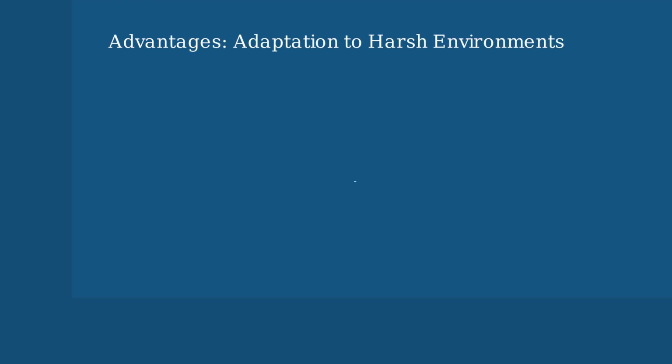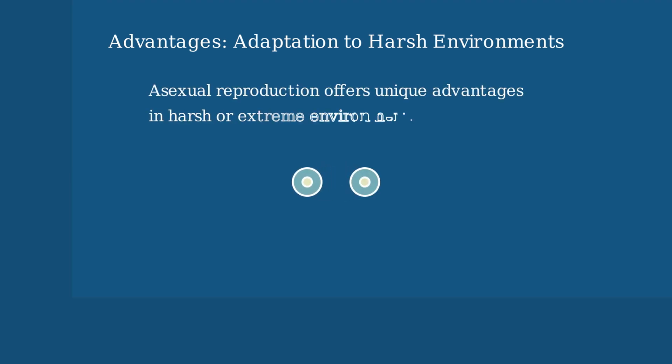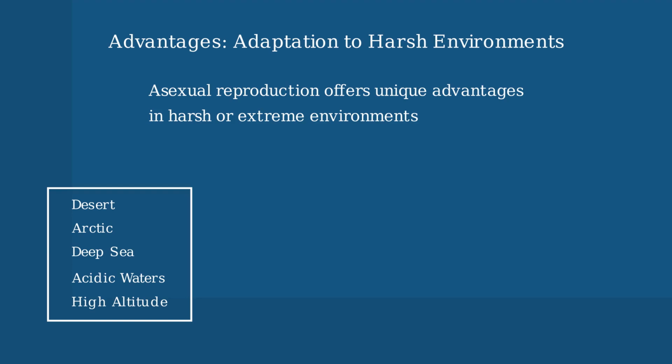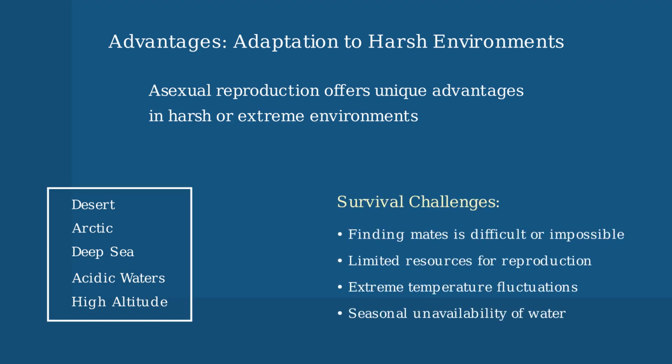Asexual reproduction provides significant advantages for organisms in harsh environments. In extreme environments, finding mates can be difficult or impossible, making asexual reproduction a crucial survival strategy. These adaptations are vital in extreme habitats like deserts, Arctic regions, deep-sea environments, acidic waters, and high altitudes. In these environments, organisms face multiple challenges. Finding mates is difficult, resources are limited, and they must cope with extreme temperature fluctuations and water scarcity.